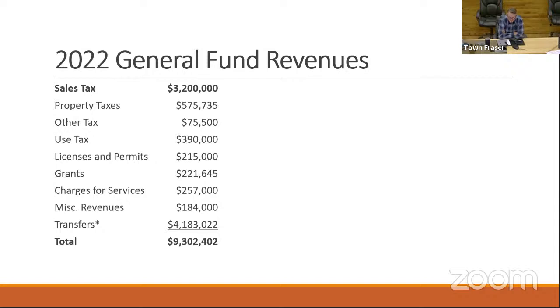Licenses and permits, $215,000. There are grant opportunities that we pursue. We're projecting roughly over $220,000 for that.